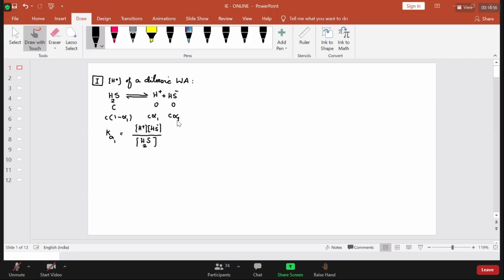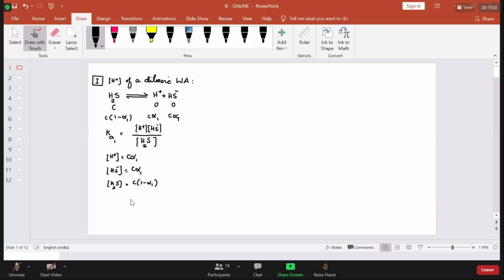This is to be done in the form of C alpha 1 and so on, but I am not interested in that. One thing is very important for IIT students. They'll ask you what the H plus ion concentration is. You can say at this stage C alpha 1, but we are talking about second dissociation also. Concentration of HS minus is C alpha 1. Concentration of unionized H2S molecule is C into 1 minus alpha 1.